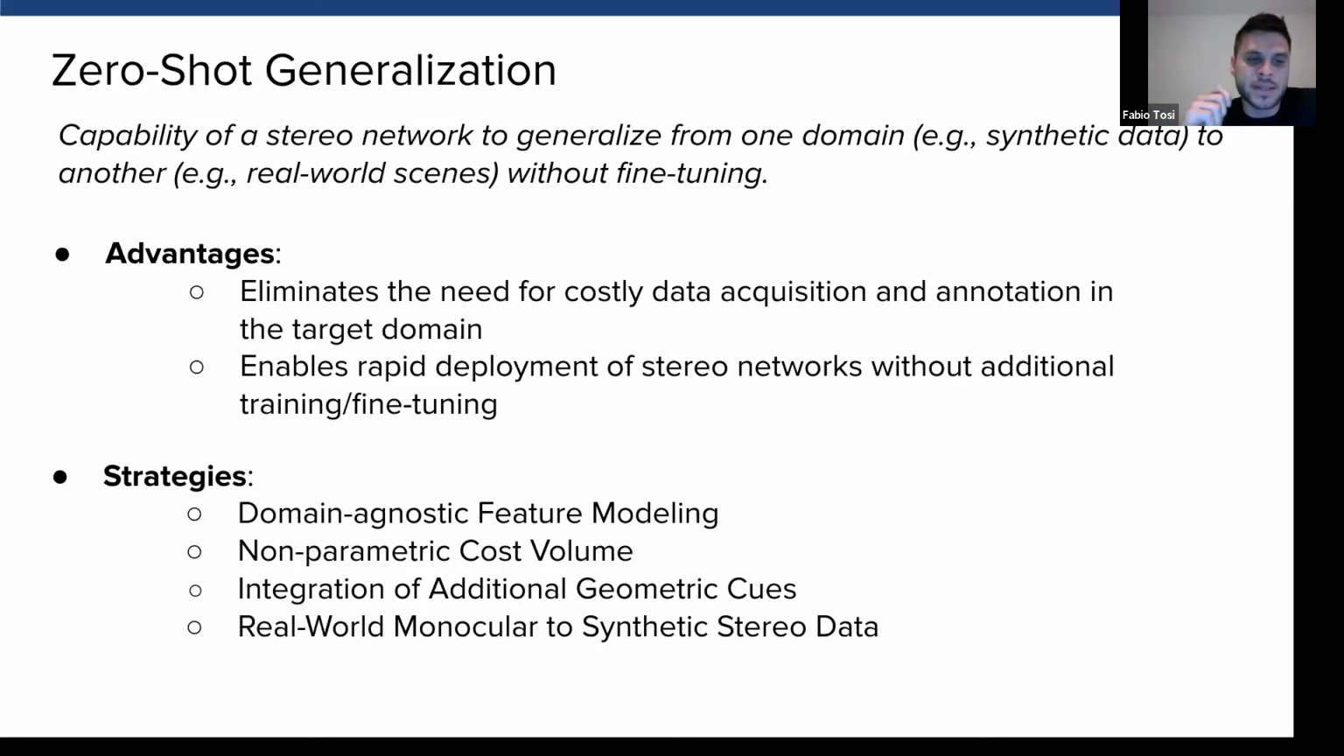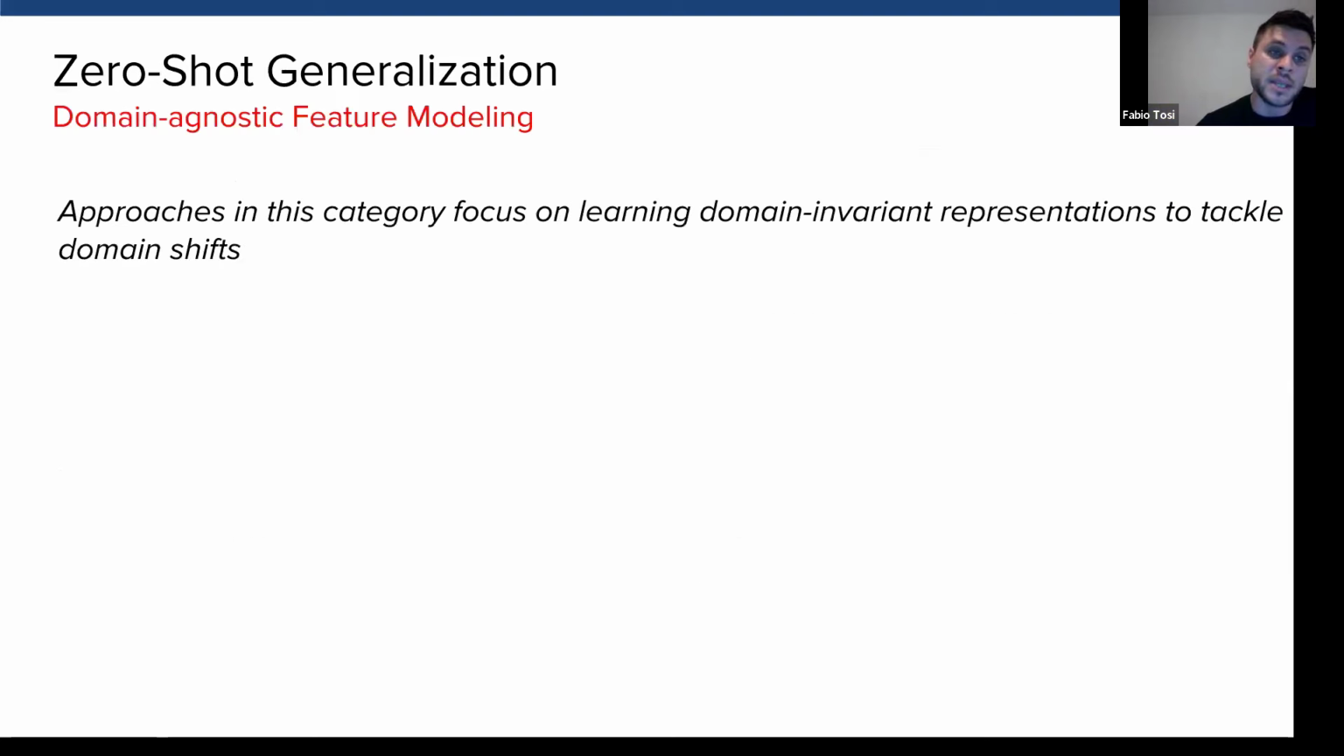And we categorized several strategies that tackle this problem. Among them, we have domain agnostic feature modeling techniques, non-parametric cost volume strategies, some techniques that integrate additional geometric cues, and also other strategies that instead are more interested in working directly on data. So there are some works that start from real-world monocular RGB images and then synthesize stereo data to improve the capability of these networks to generalize across these different domains.